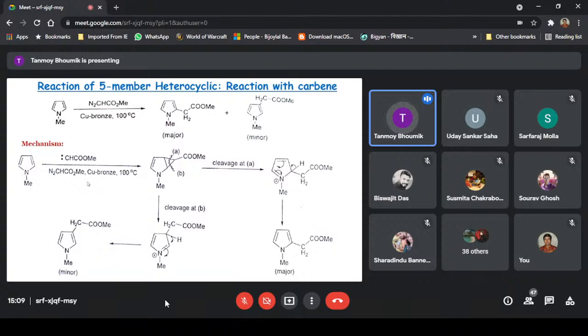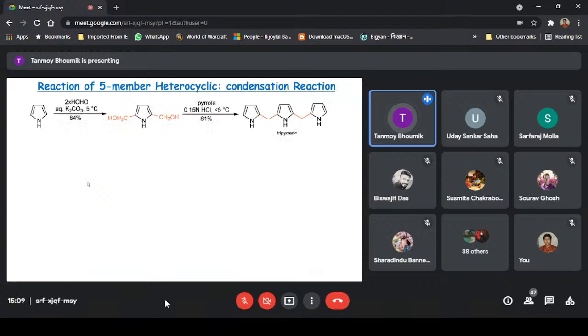So whenever the cleavage occurs to this CH3 group, there is also another 5-member ring. There is the 3-member iminium ion, and this iminium ion and 3-member ring open up. This is the copper bronze couple. This is a very well known name reaction, the Simmons-Smith reaction.